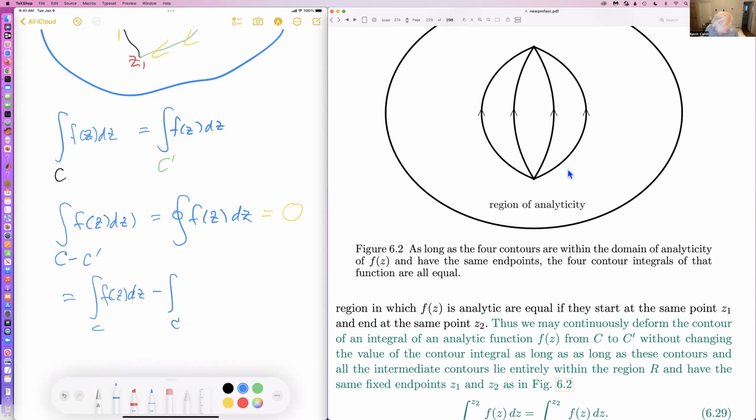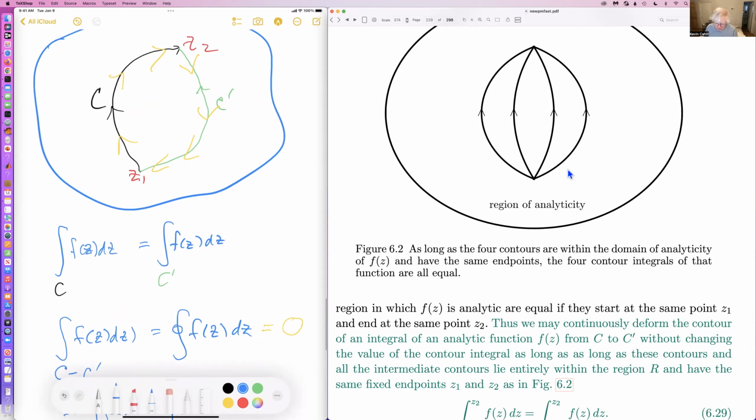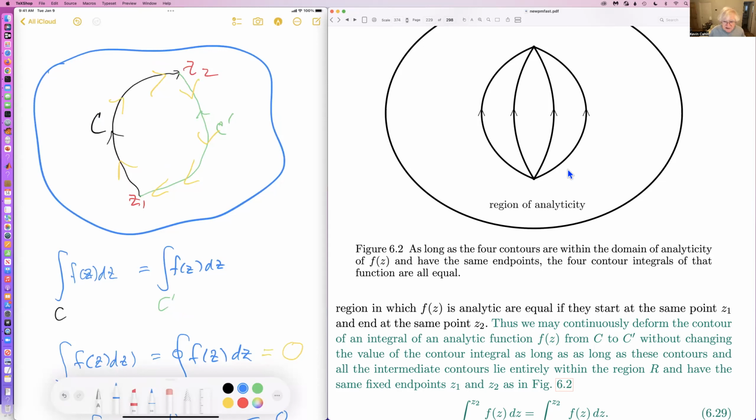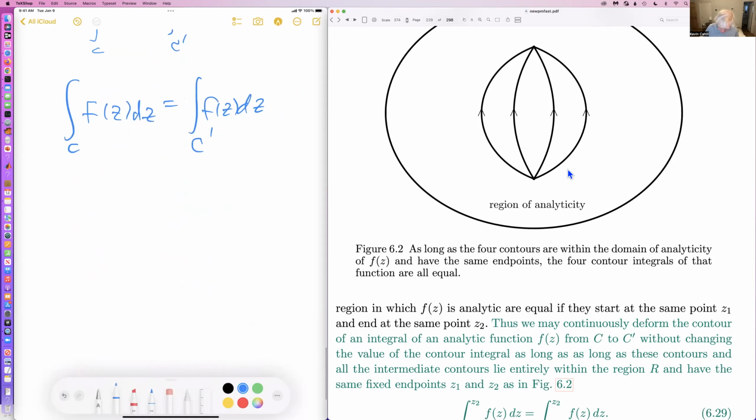Minus the contour integral along c of f of z dz, and that, as we say, is equal to 0. So that means that the integral along c of f of z dz is equal to the integral along c prime of f of z dz. What I'm talking about here is two different contours starting at the same point and ending at the same different point are equal. So I can draw the thing again.